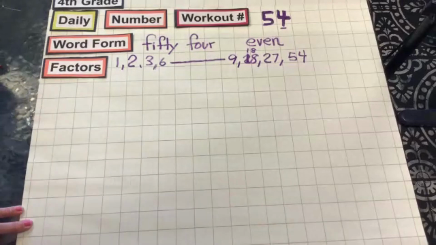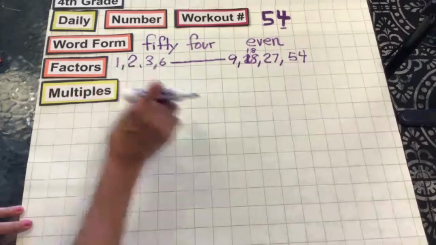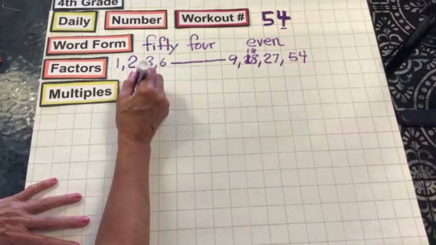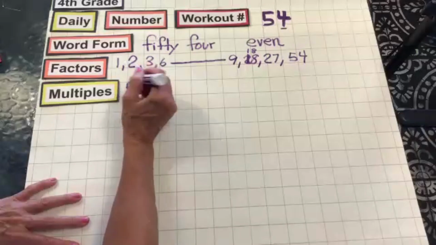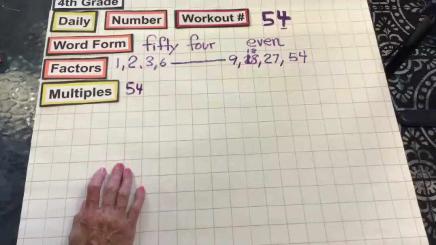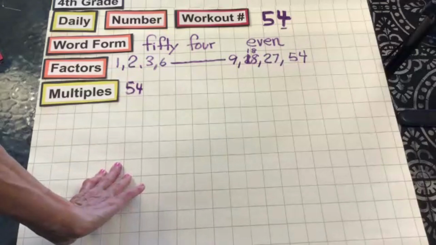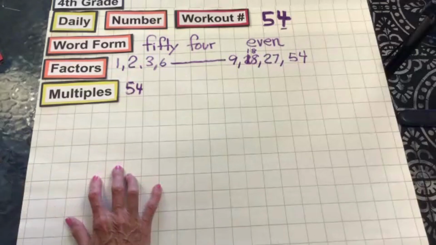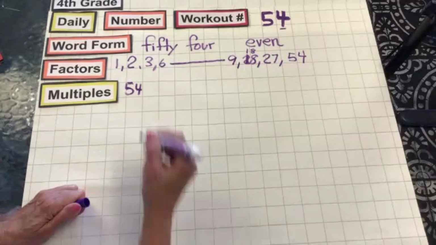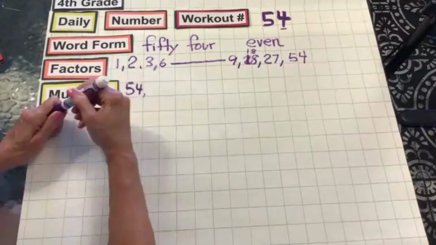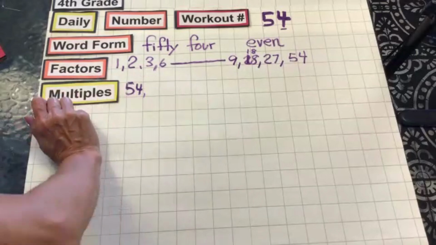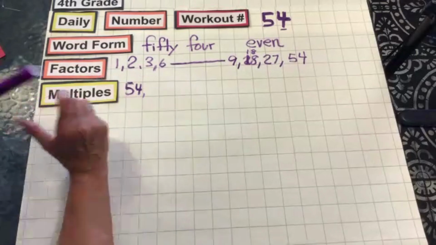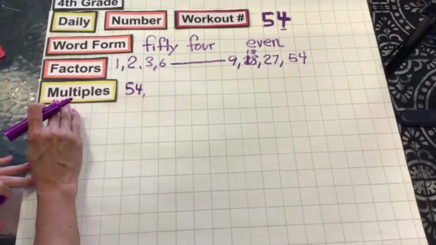Let's do multiples of 54. So if we multiply 54 times 1, we get itself. So that's 54. And of course, this marker is not working so well. So let me find another one. Let's see if this one will work. Let's just try it. Not so good either. Boy, they dry up fast, don't they? All right, let's do 54.